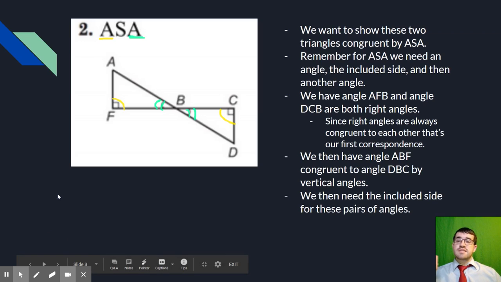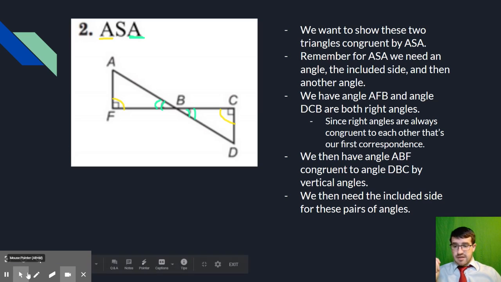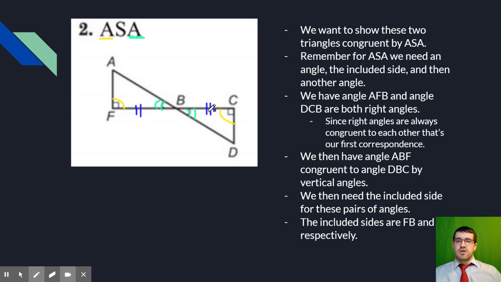Now we need the included side for these pair of angles. So remember, the included side is the line segment that's formed by the angle at each end of it. And in this case, we are looking at the sides FB and CB respectively, or BF and BC respectively. And we're going to mark that. I'll just mark with 2 tick marks because I just did that for 1. So once we have that, we can then prove the triangles congruent by ASA. And that's the last bit of information we need for that problem.